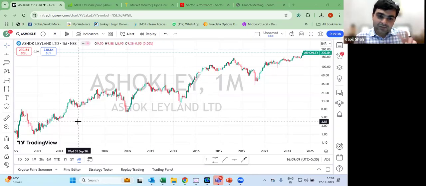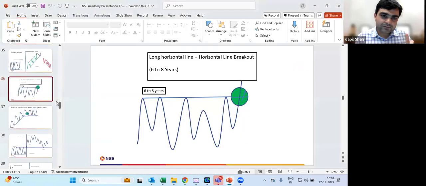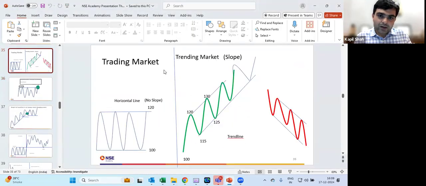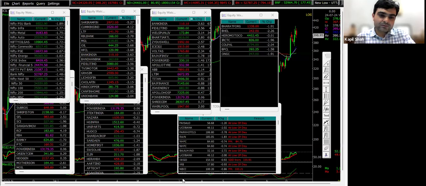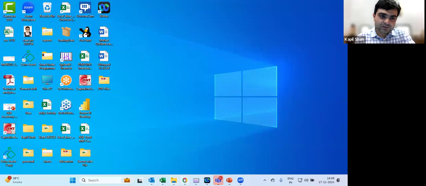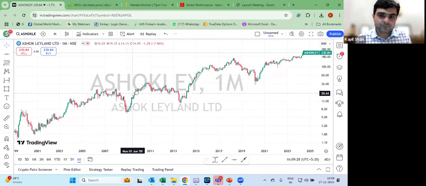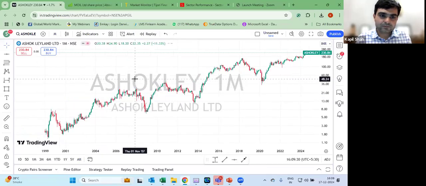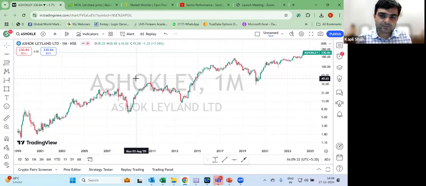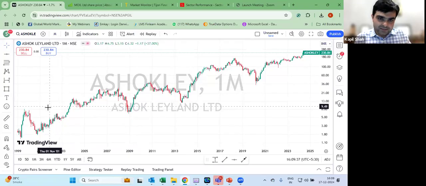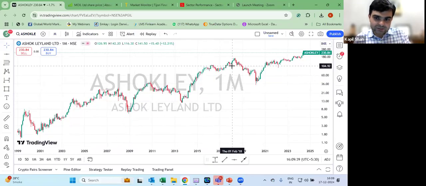Now, yesterday we were talking about the two kinds of market, trading market and trending market. How do you see this particular chart? This is Ashok Leyland. Is this a trading or trending stock? Is this a trading stock or trending stock? As the prices are moving in one direction, we can say that this is a trending stock.